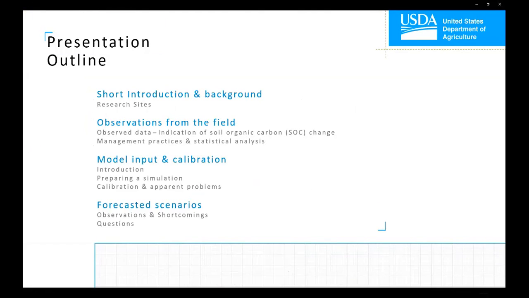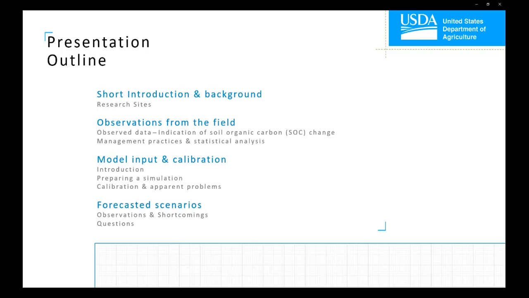First, I'll provide a little background on the three research locations. Then we will look at some of our observed data for soil organic carbon to answer some interesting questions about how management is affecting soil organic carbon levels. Don't be afraid, but we will also walk through some statistical analysis.